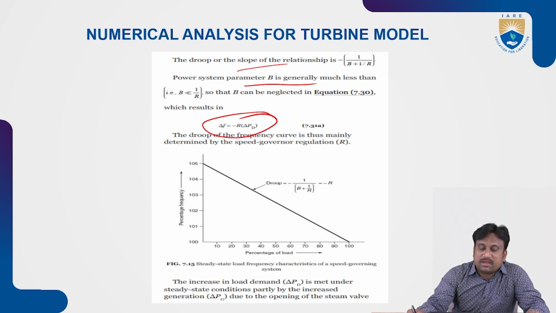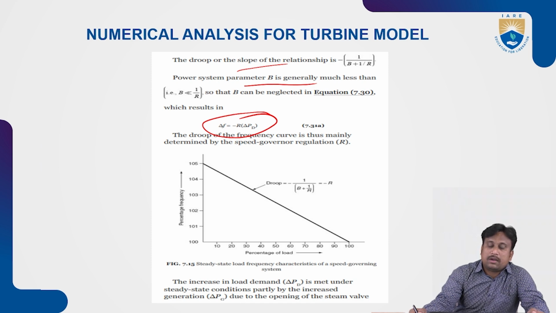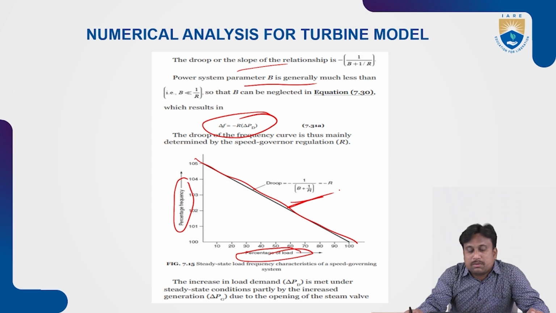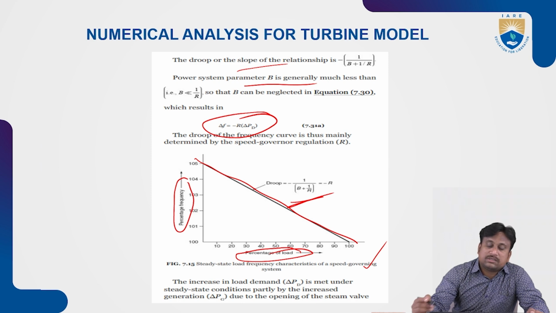So the droop of the frequency curve is mainly determined by the speed governor regulation R. The percentage frequency with percentage of the load is going to be considered as the droop, that is 1 by B plus 1 by R, that is minus R. This is taken as the steady state load frequency characteristic represented for the speed governing mechanism. This may be represented as a slope curve, which represents the drooping parameter.